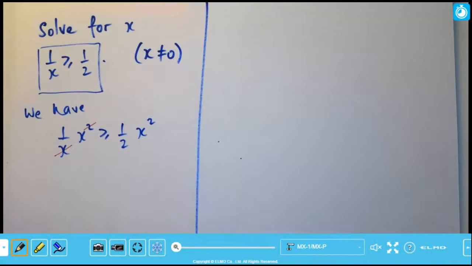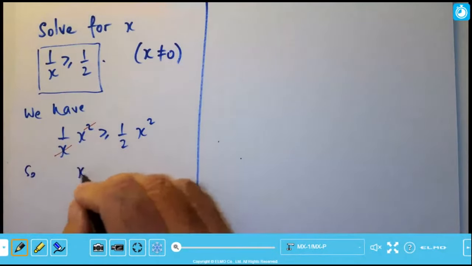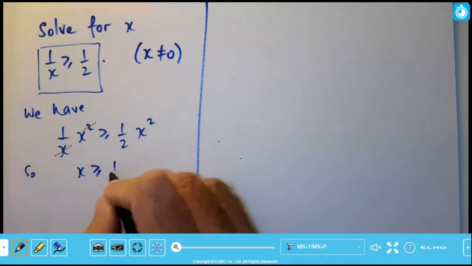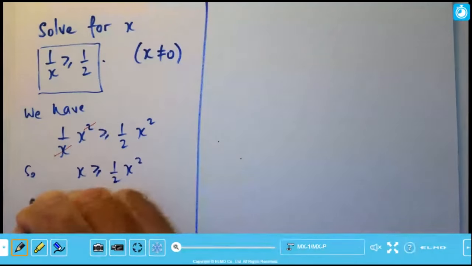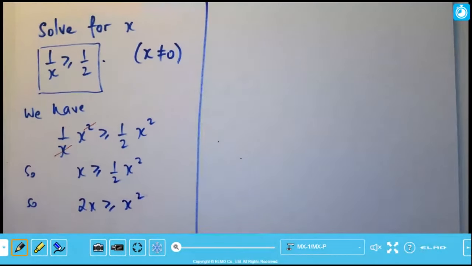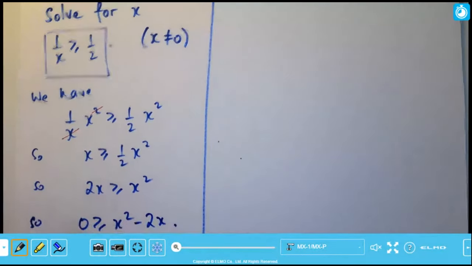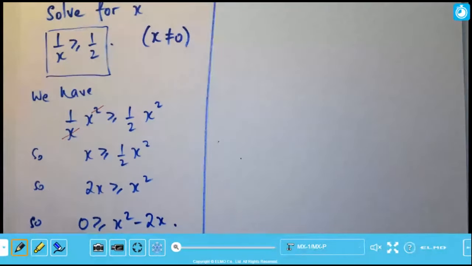So now, I'm going to bring that 2 up there. So that's going to be x is greater than a half x squared. So bring the 2 up there. 2x is greater than x squared. Then what I'm going to do is basically bring the 2x to the other side. Okay, so now we need to work out when is this thing less than or equal to 0.